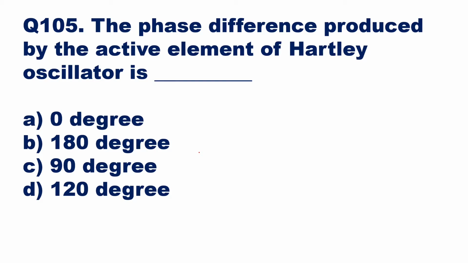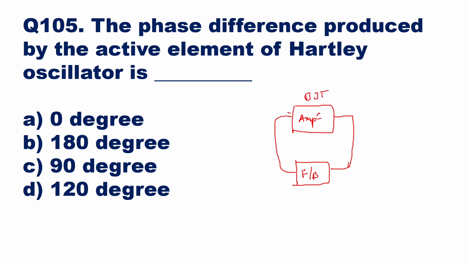The phase difference produced by the active element of Hartley oscillators. So again the same line question. Again, if you see the diagram here, you will be having an amplifier. Now this amplifier will be built with some active elements, a transistor BJT, and then you have a feedback network, as we have seen earlier. Okay, and this will be giving a positive feedback here, and this is the output where you will get oscillations.